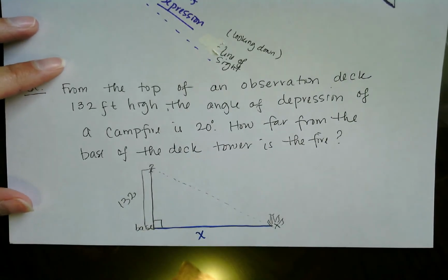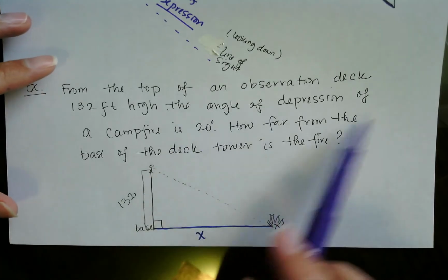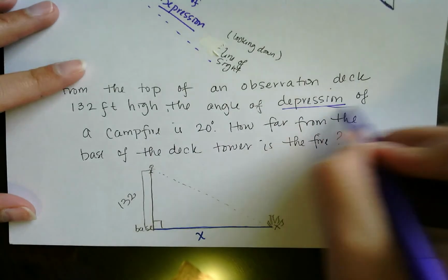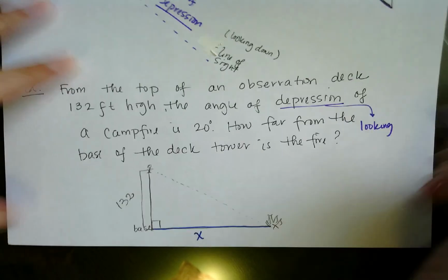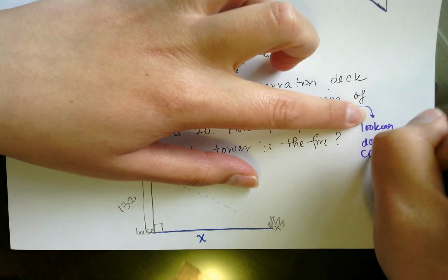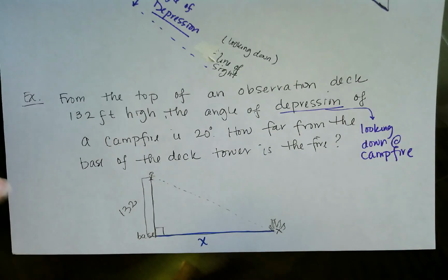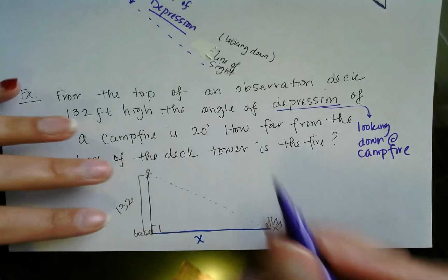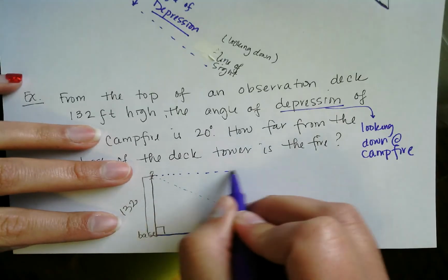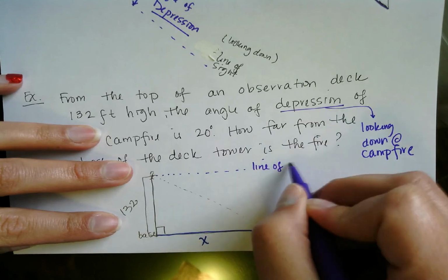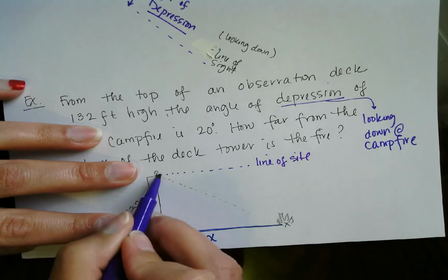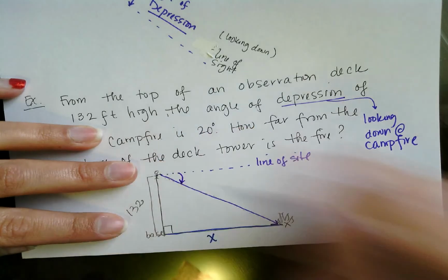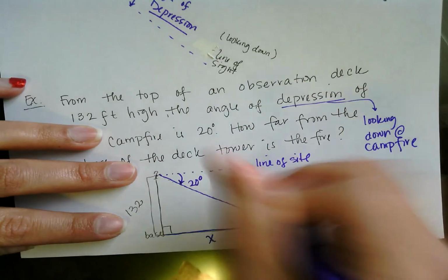The angle of depression of a campfire is 20 degrees. So this person is looking down. Angle of depression, looking down at the campfire. But remember what I told you, okay? So is this angle right here 20 degrees? Your angle is always built off of your line of sight. This is your line of sight. This is where people get messed up. And this is your angle of depression, looking down at the fire. Okay? So this is your angle of 20 degrees. That's your angle of depression.